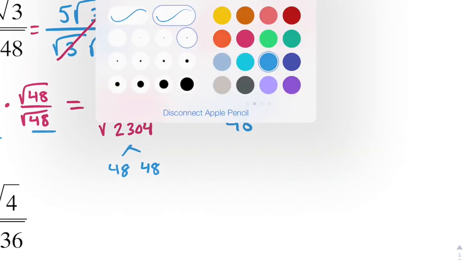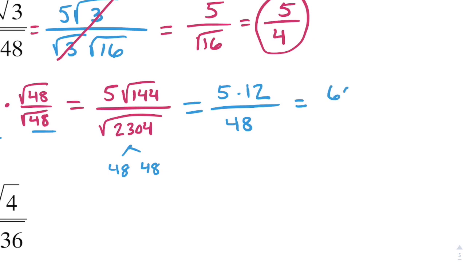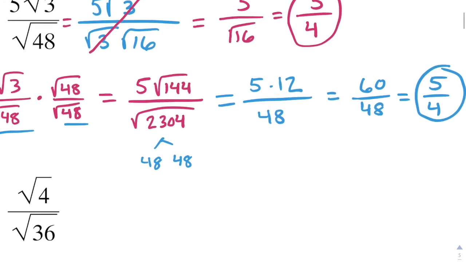So we have 60 over 48, which divide each by 12, you get 5 over 4. We have the same answer. It doesn't matter how you solve it, as long as you follow the rules of radicals. So we're allowed to rationalize by multiplying the denominator by the same denominator and matching that with the numerator.